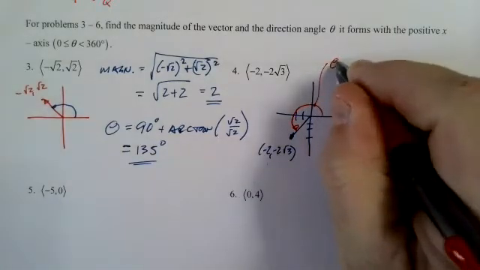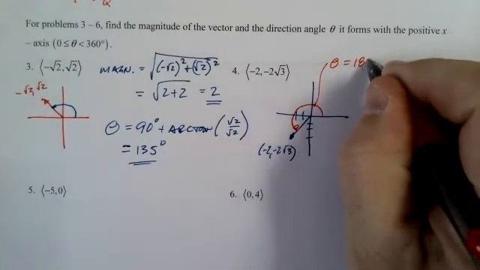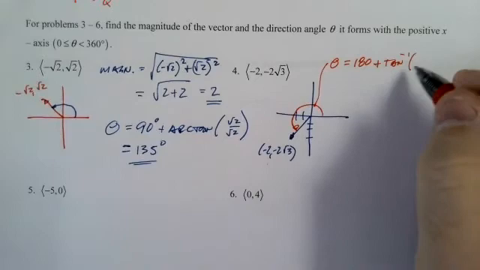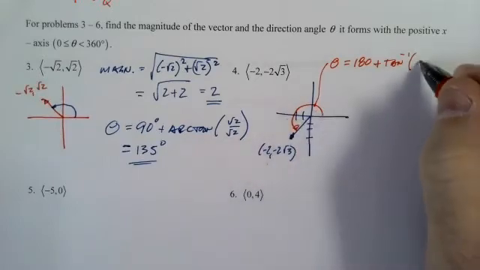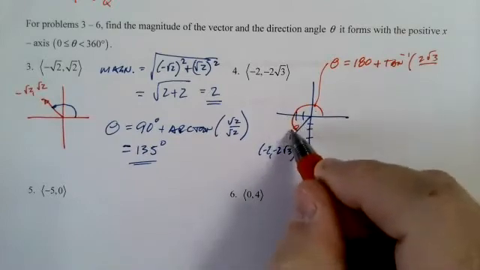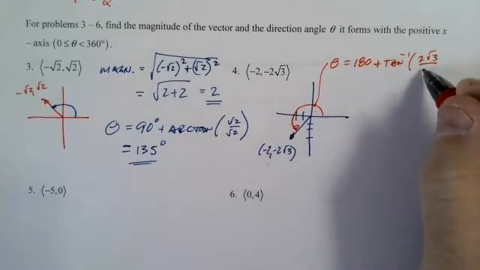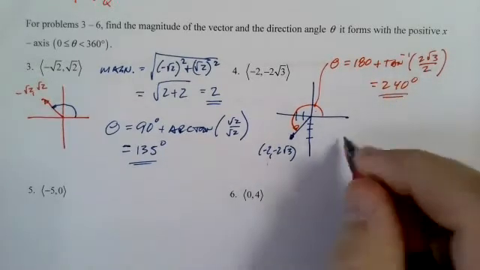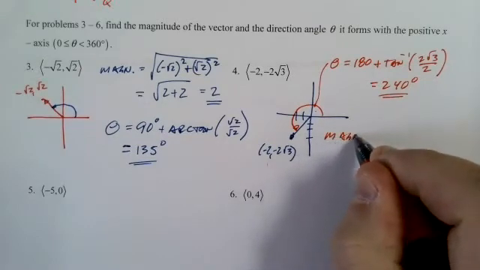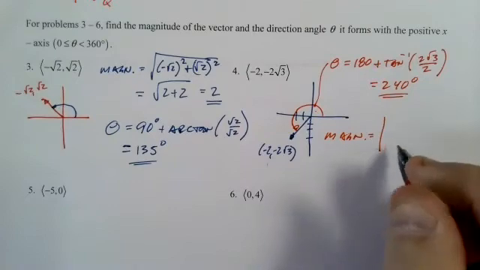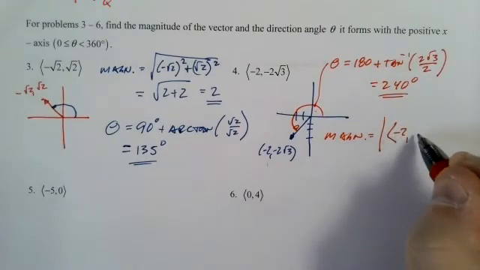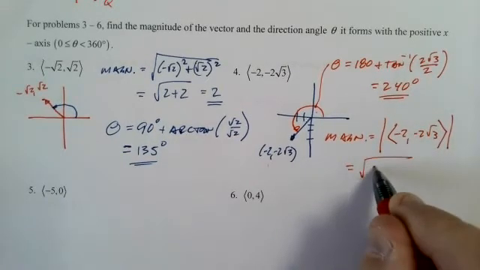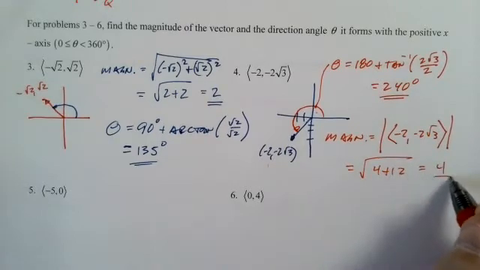So if we're going with theta, and I'm doing this in the opposite order this time, it'll be 180 plus arctangent. And again, I'm going to throw out the negatives because I just care about the fact that this is a triangle. 2√3, that's the opposite of this angle, over adjacent, which will give me 240 degrees. And then the magnitude is the square root of 4 plus 12 equals 4. Square root of 16 is 4.